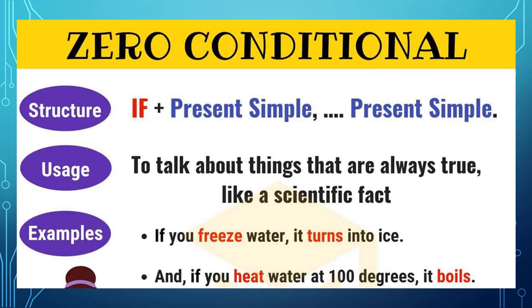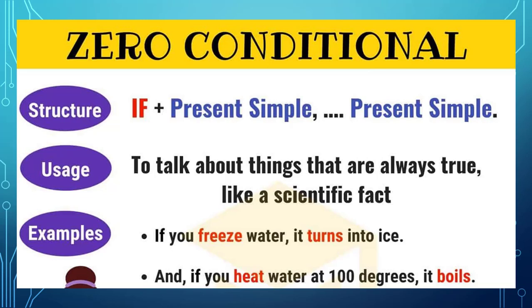First of all, we are going to study zero conditional, okay? And its structure is if, present simple, and present simple. And we use it to talk about something that is always true, okay? Or a scientific fact. Again, we use zero conditional to talk about something that is always true and a scientific fact, okay, and anything that is related to our world.